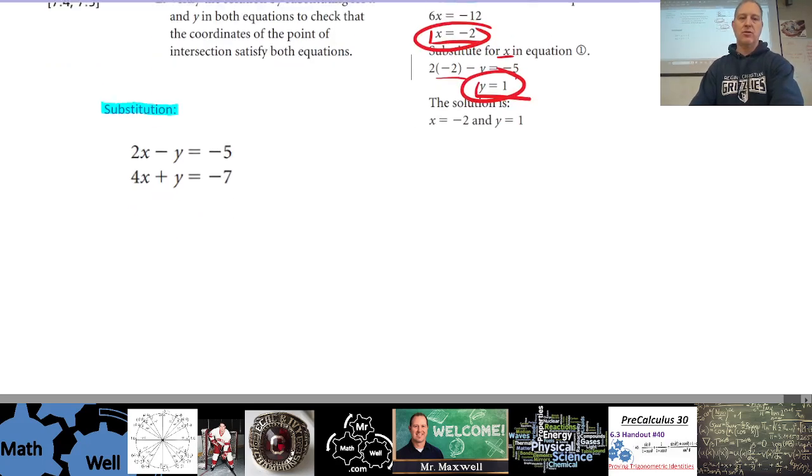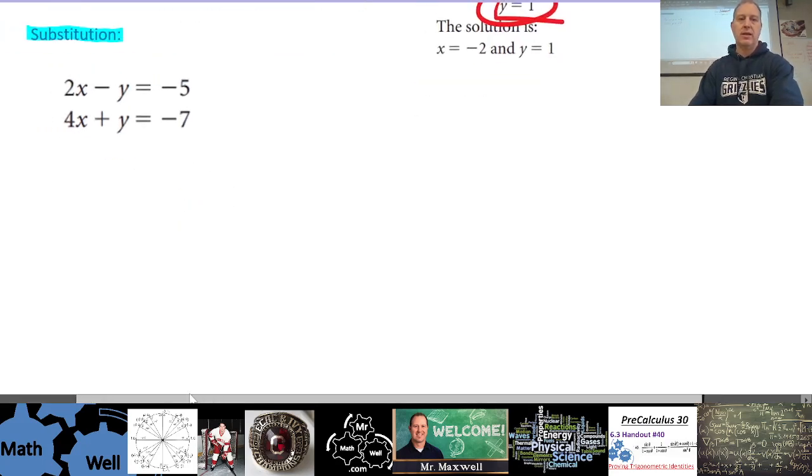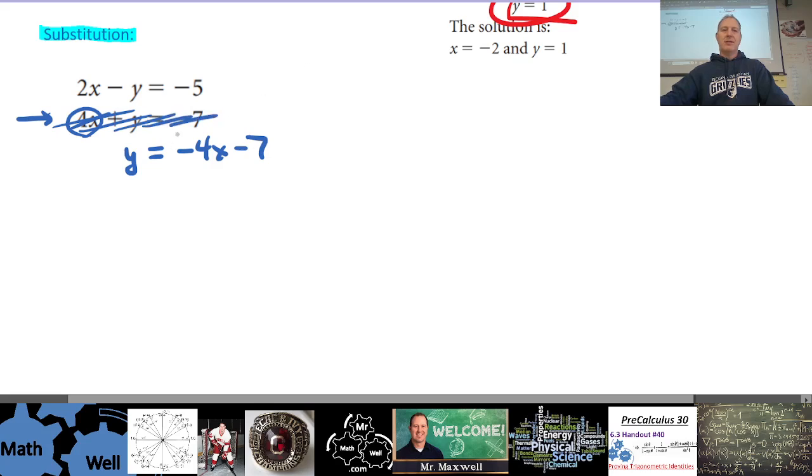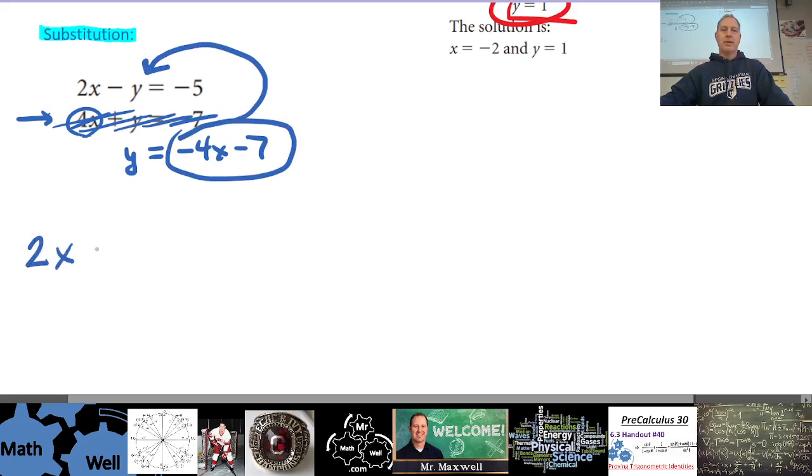Substitution, okay, substitution for this one is going to require a couple more steps, but it shouldn't be a big deal. I'm going to take this second equation and I'm going to isolate for y. y equals -4x minus 7 by getting this 4x to the other side. Now that I've done that, I can substitute what y equals here in for y in the other one. So I'll do that for you.